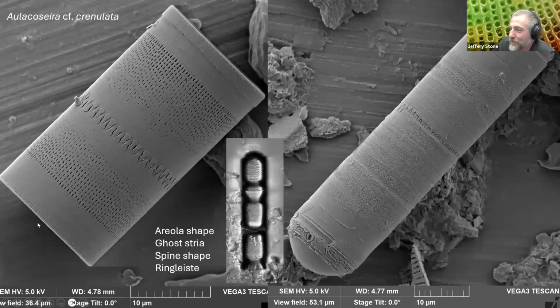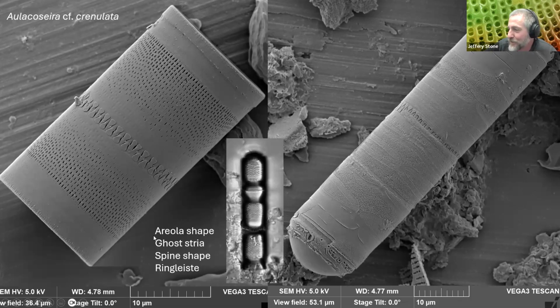Also found this Oligosyra, which I could not for the life of me figure out what species it was. It looks pretty similar to crenulata from a light microscope perspective, but it has ghost striae at the top of the valve near the spines. The spines are not italica or crenulata-like in any way. But it does have this kind of ring-lease internal shape of the valve that's pretty similar to crenulata.